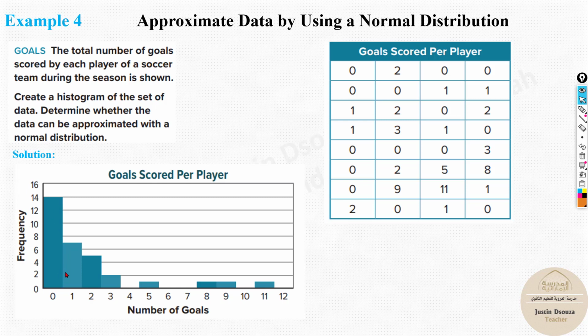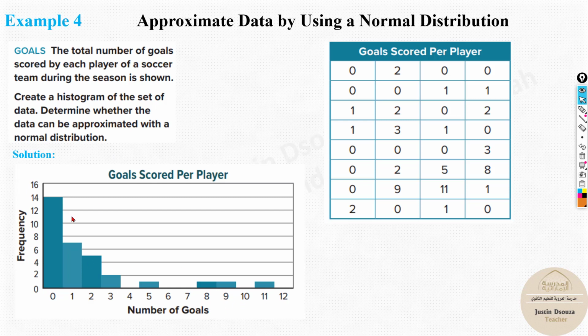Now, what about 1? Let's see. 1, 2, 3, 4, 5, 6, 7. So 1 goal was scored by 7 people. Now what about other things? For 2, I just counted 1, 2, 3, 4, 5. It's 5. Now 3 is over here by 2, 5, 8, 9, and 11 is by 1, so the frequency is 1.